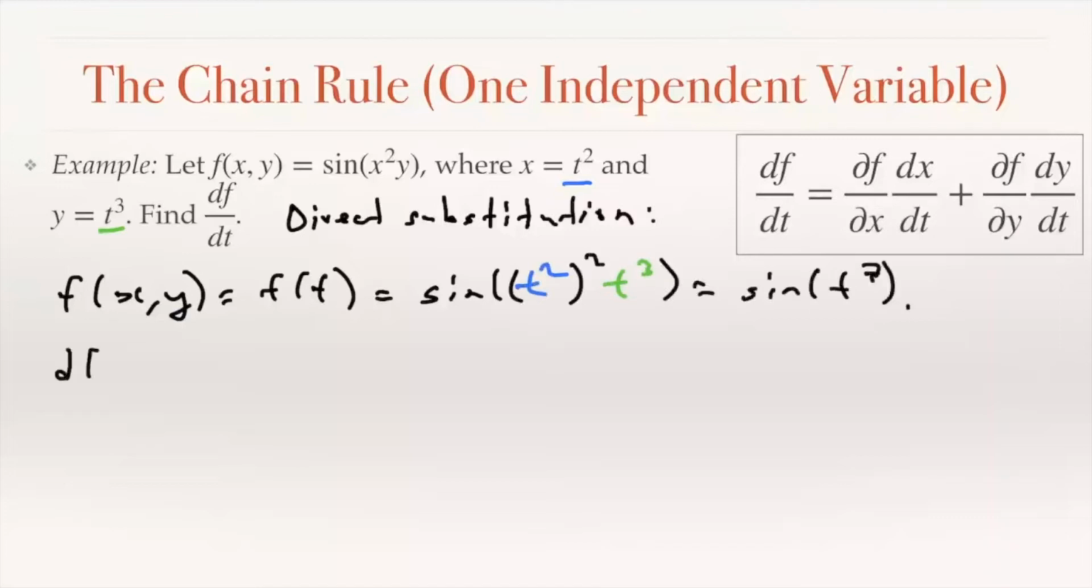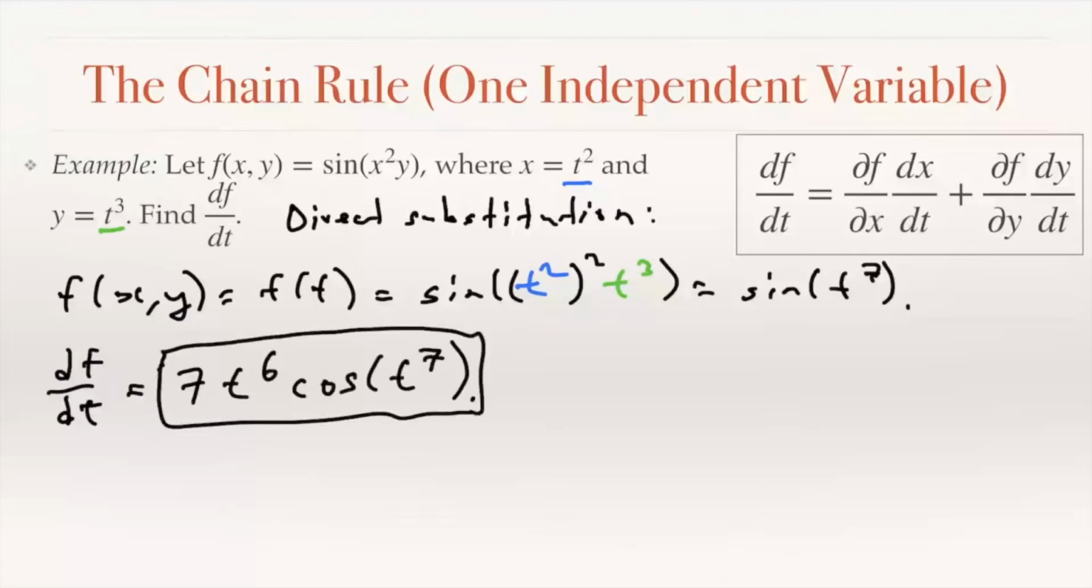And then df/dt, the derivative of sine t to the 7, is 7t to the 6 cosine of t to the 7 by the single variable calculus chain rule. And yes, that isn't bad at all. But now for the sake of illustration, let's apply this.